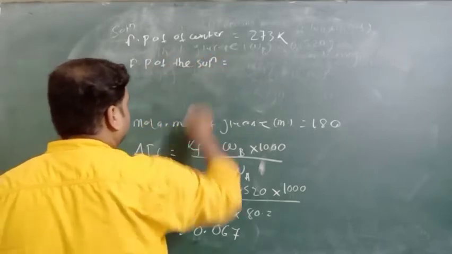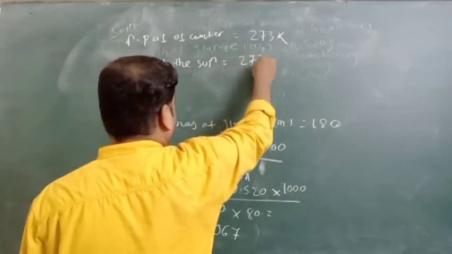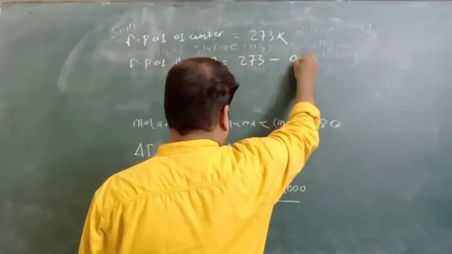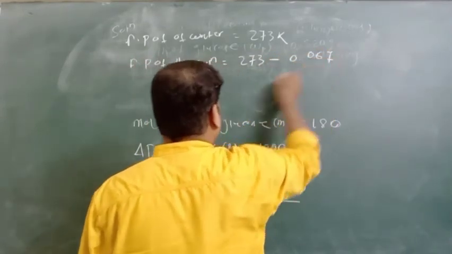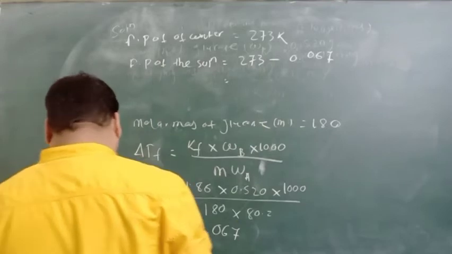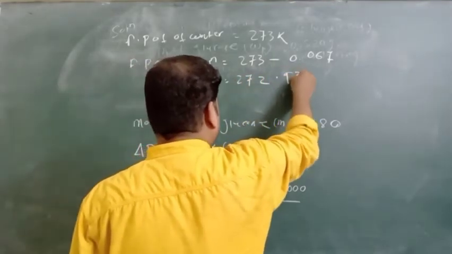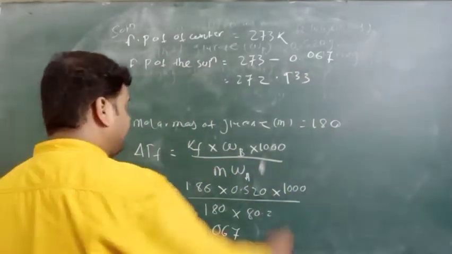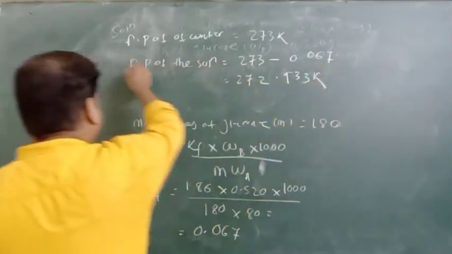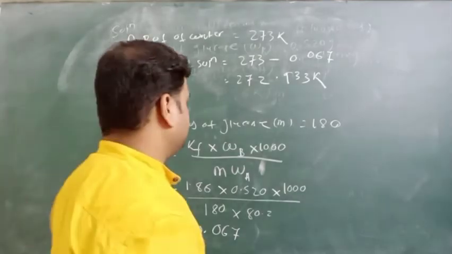The freezing point of the solution will be 273 minus 0.067. The answer will be 272.933 Kelvin. This is the answer. This is the freezing point of the solution.